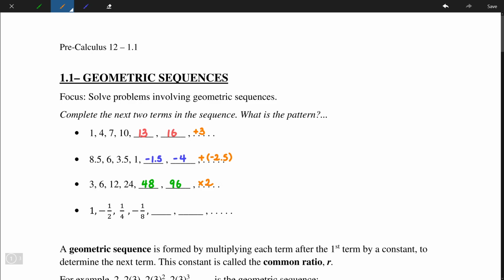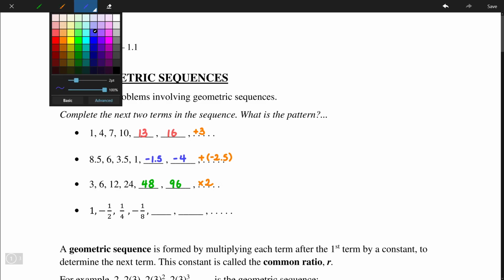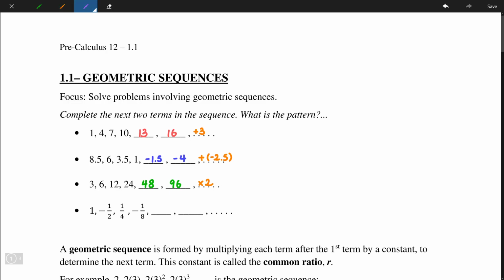And finally, the last sequence here, we have 1 and then negative 1/2, positive 1/4, and then negative 1/8. So the next terms will be positive 1 over 16 and then negative 1 over 32. And we're multiplying by negative 1/2 here.